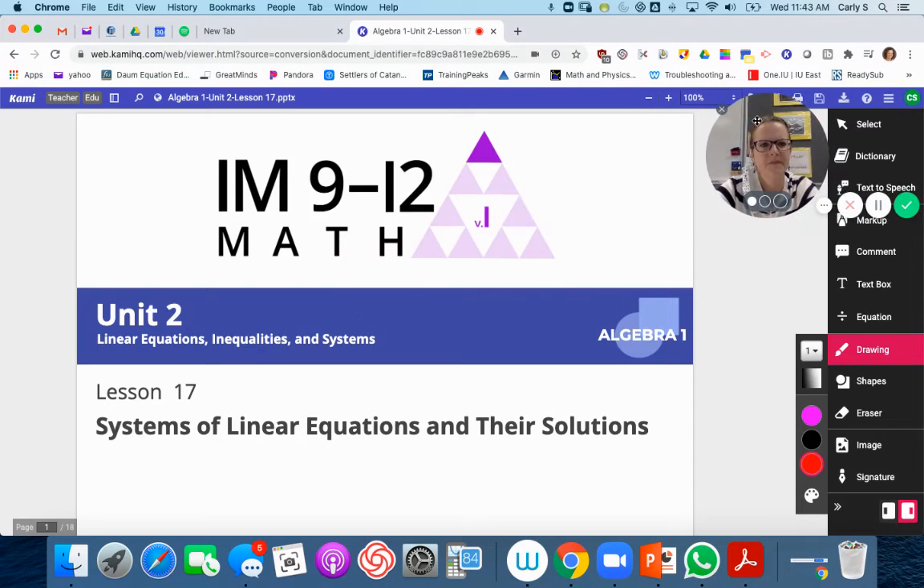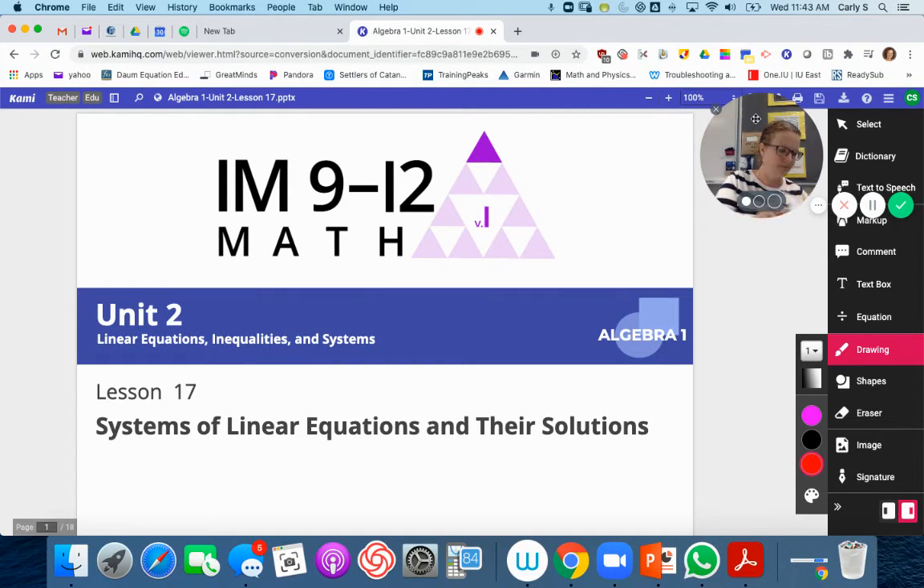Linear algebra. So we are still in systems of equations and their solutions. We've learned how to solve things with graphing, with substitution, and with elimination. Now we're going to review that just one time before we move into the next lesson.